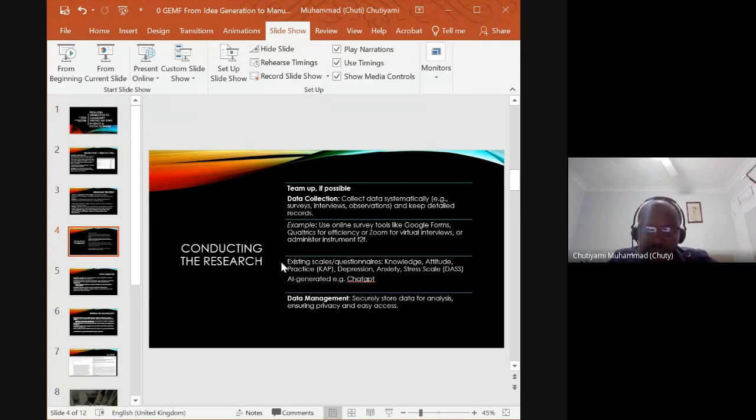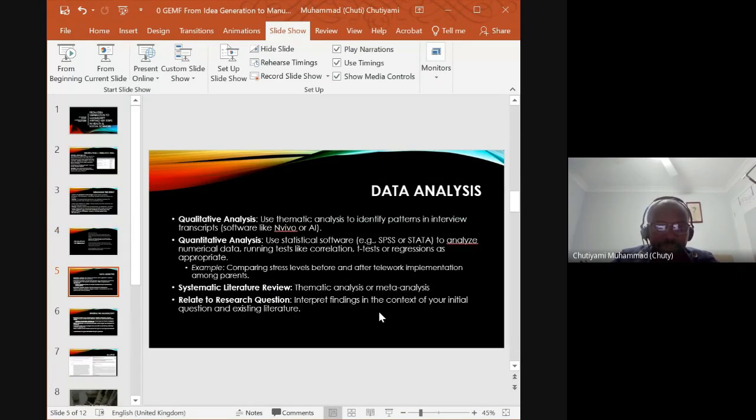So after that, data management is always really important to ensure that your data is secured, and then think about how you can analyze it, because the analysis, you can do on your own or you can get somebody, a statistician, to do it, and it's absolutely allowed and you can publish it.